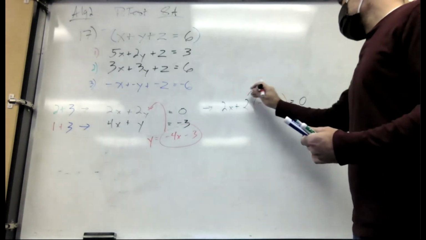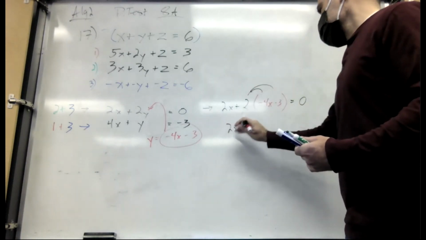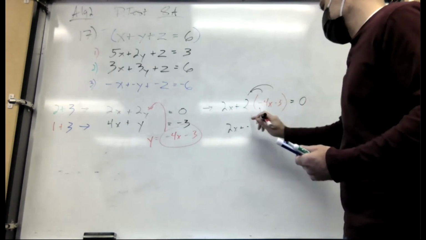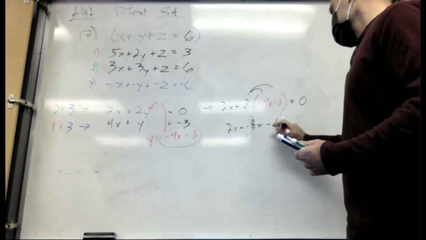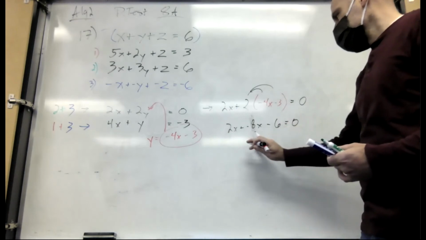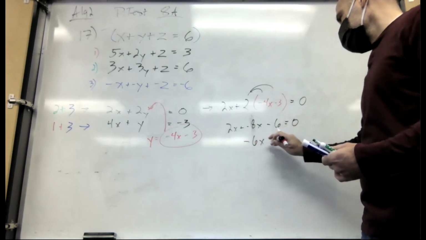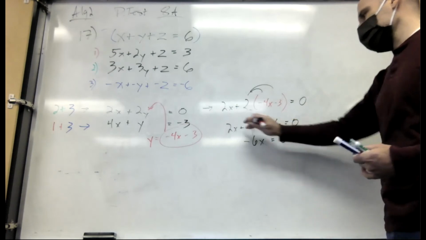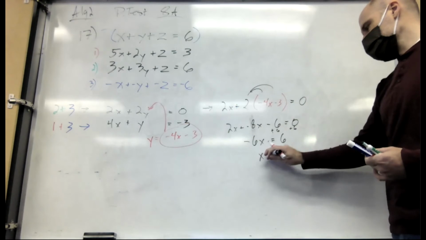All right, so let's simplify and solve this equation. 2x plus negative 8x minus 6 equals 0. So this is negative 6x equals 6, because I just added 6 to both sides and then combined those like terms. So x equals negative 1.